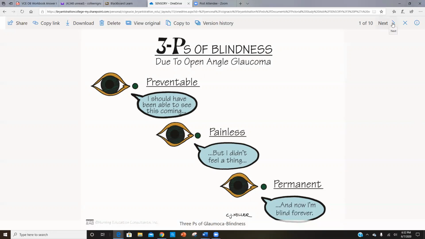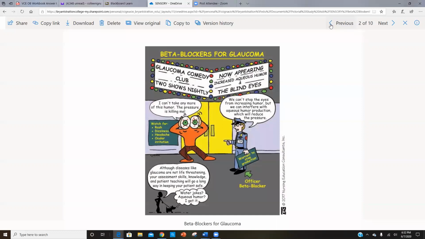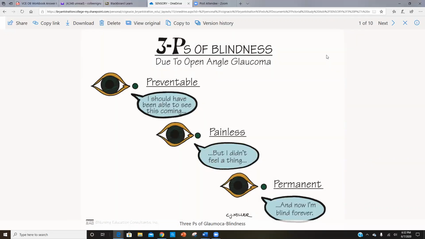So let's take a look at the next picture. Actually, let's go back for a second. So I want you to think about the kinds of patients that are at risk for glaucoma, and those are patients that have high eye pressure. So you would think patients that have hypertension. Also, patients that have diabetes are at greater risk for glaucoma.